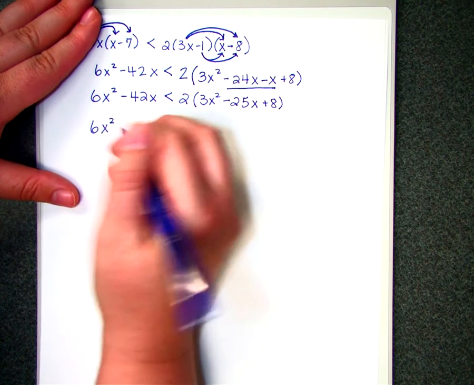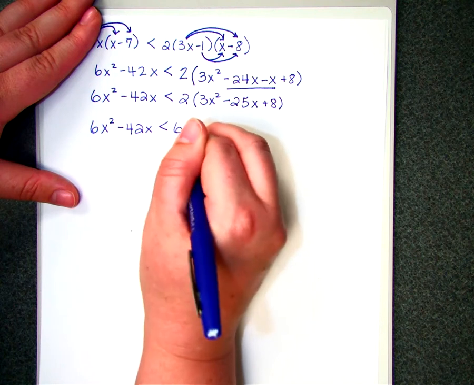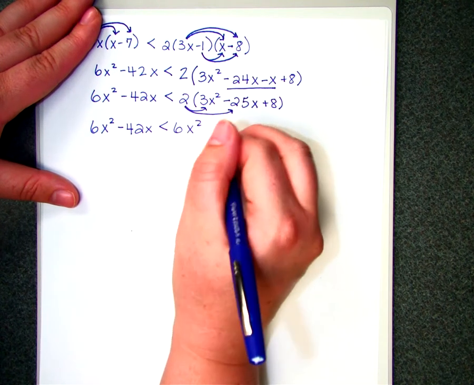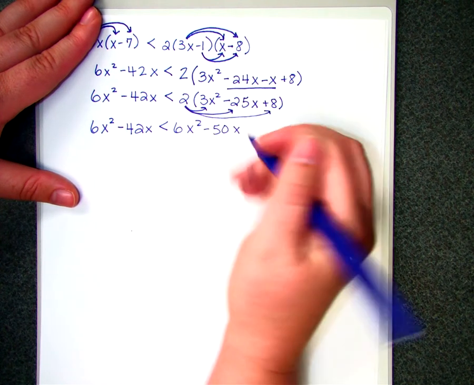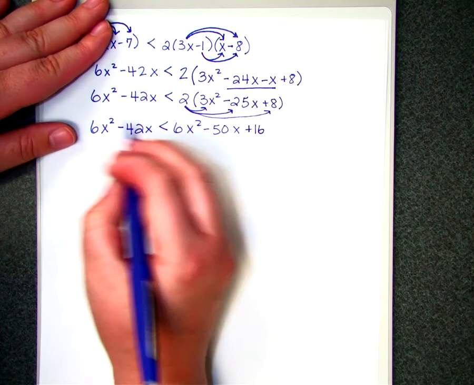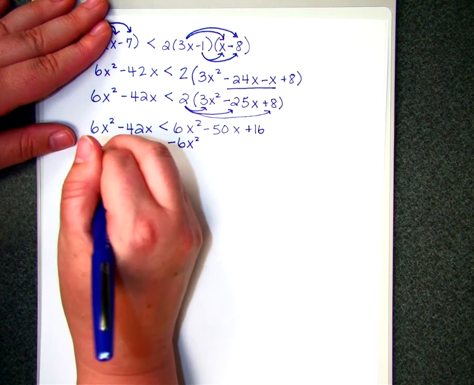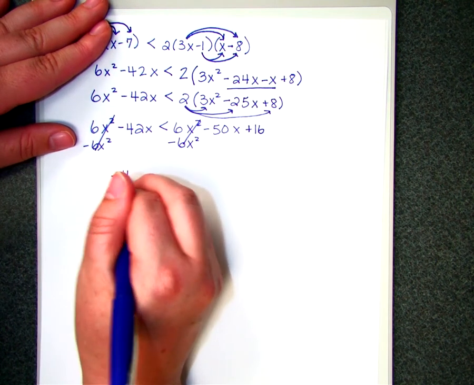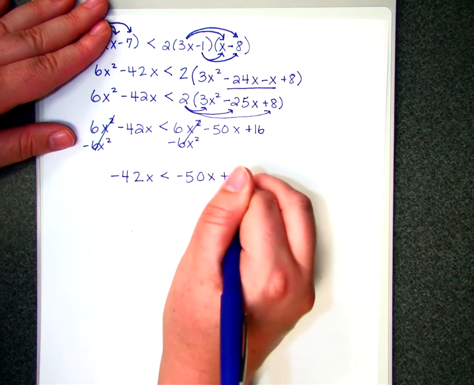This becomes 6x squared minus 42x is less than 6x squared, so I'm multiplying the 2 with the 3x squared, the 2 with the negative 25x, which is negative 50x, and then 2 times 8, which is 16. Okay, since our equation says x squared, I'm going to try to move everything over to one side. But when I do that, my x squareds actually cancel out. So I'm left with negative 42x is less than negative 50x plus 16.